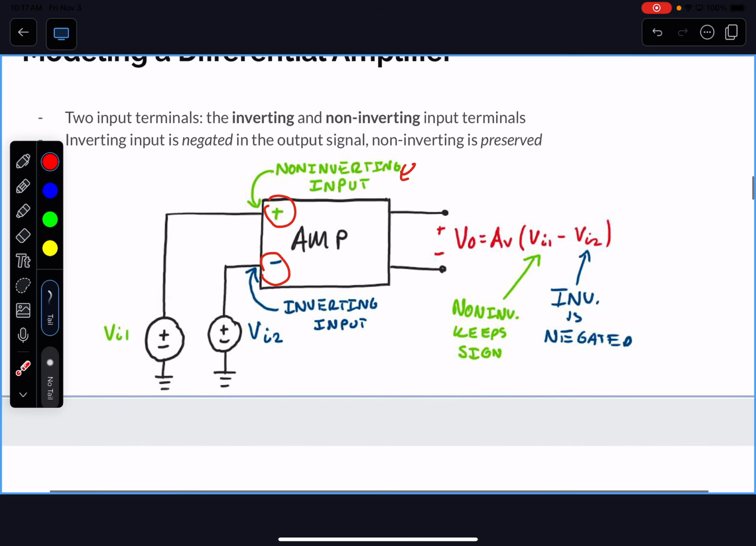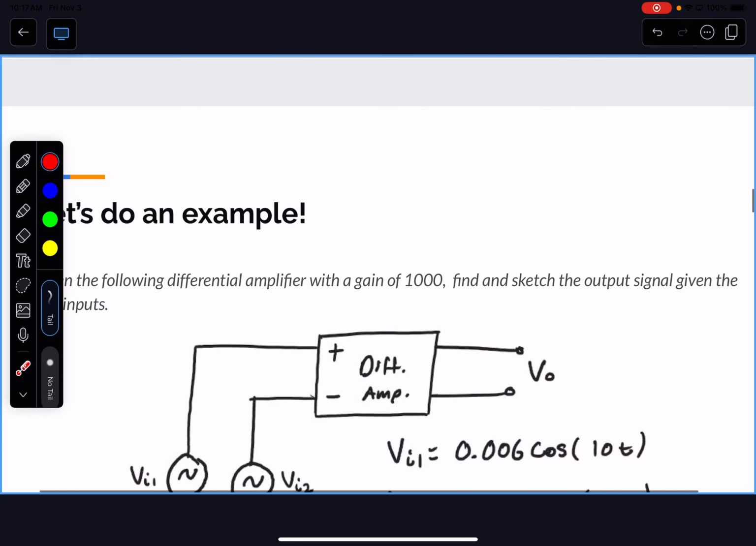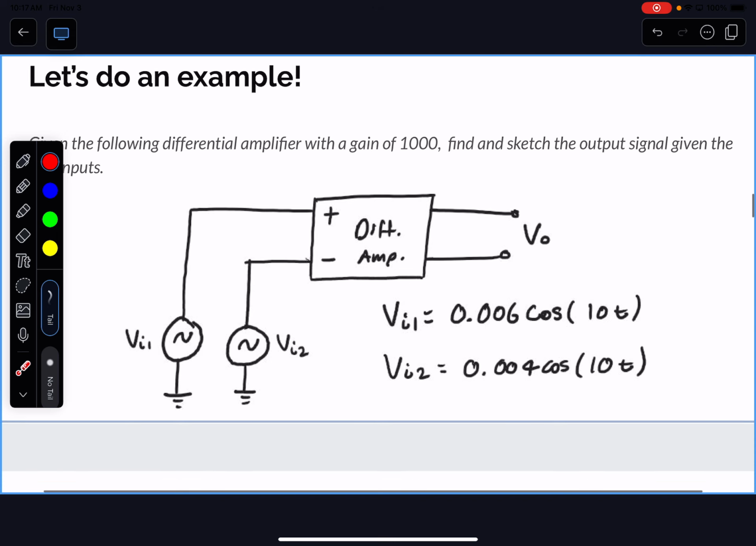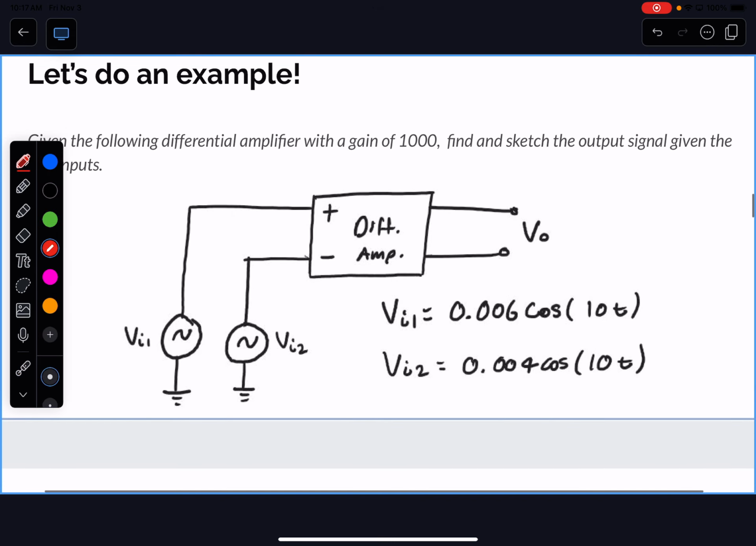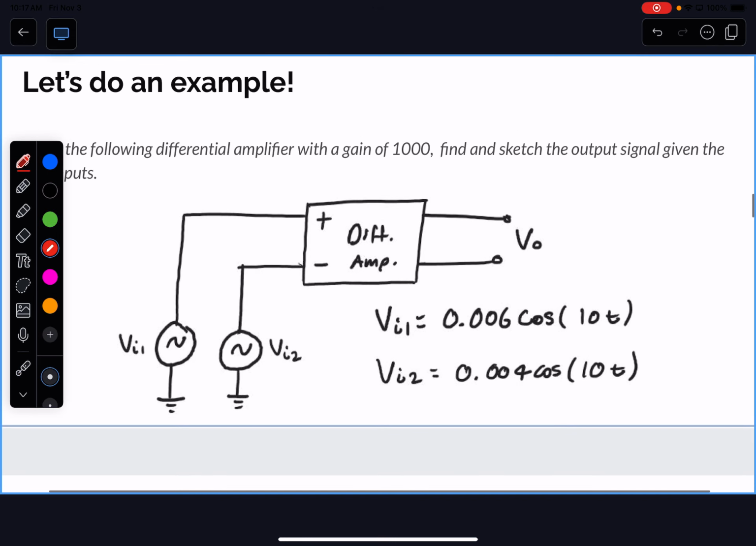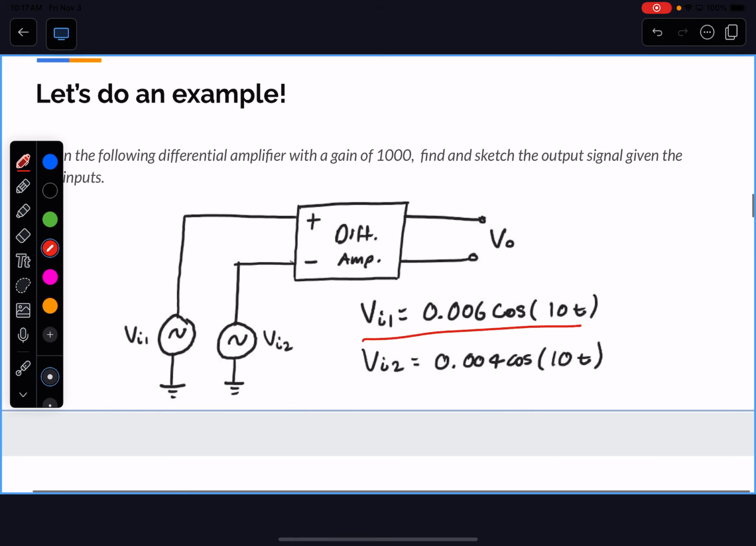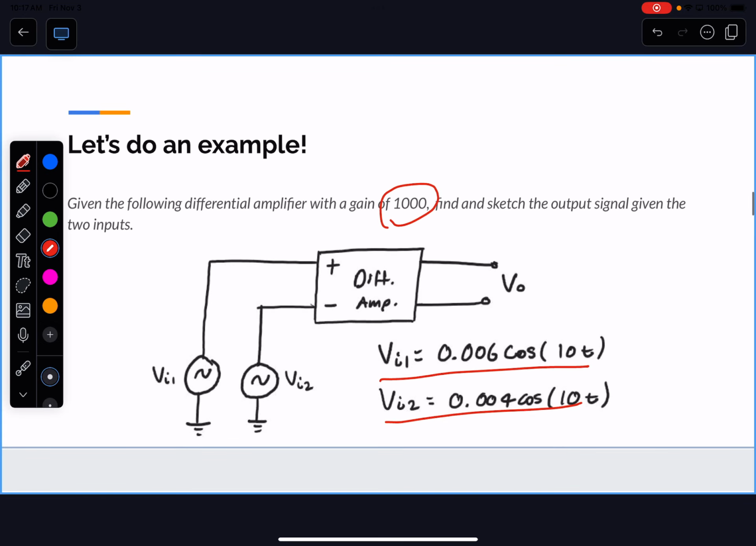Okay, and then let's try a quick example. I want to hear people yell the equations out so we can do it. We have VI1 here and VI2 here with a gain of 1,000. What will the output signal look like? What does V naught look like? Just shout out: what's the first element? What's the amplification we have here?